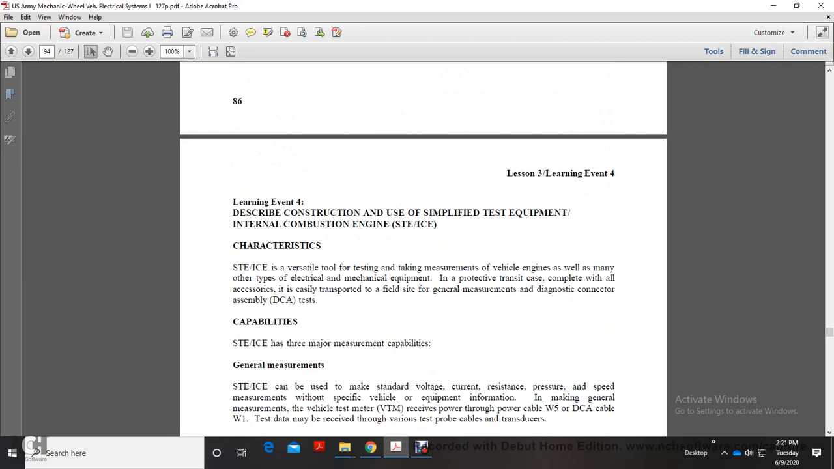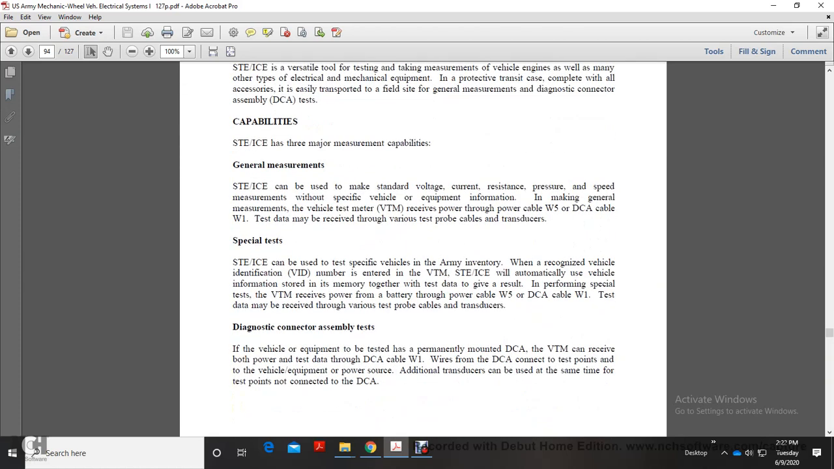Alright, learning event 4. Describe construction using the simplified test equipment for internal combustion engines. The simplified test equipment for internal combustion engines measures variables of the vehicle engine, as well as other types of electrical and mechanical equipment. It is protected by a complete transit case, and all components are easily transported to a field site, with general measurement and diagnostic connector assembly test.